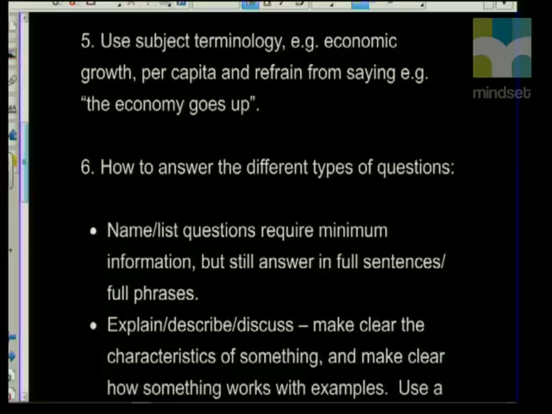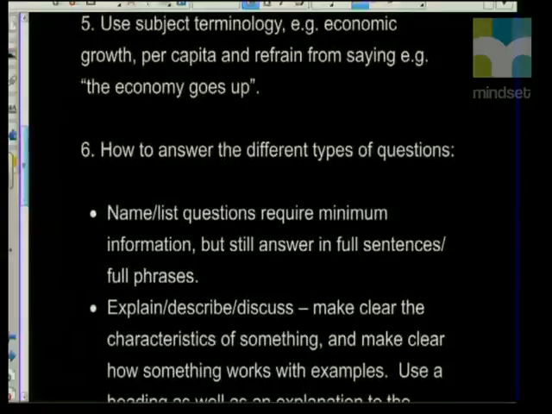When you start writing your answers, make sure that you write as if you are an economist, because that is why you're studying the subject. You have to use subject terminology. For instance, you have to say that economic growth takes place instead of using terms like the economy goes up or the economy goes down.